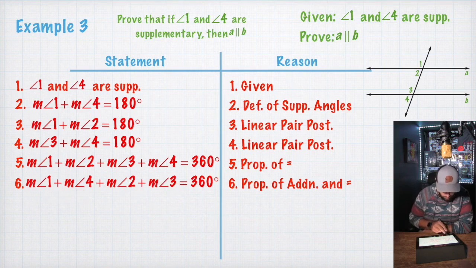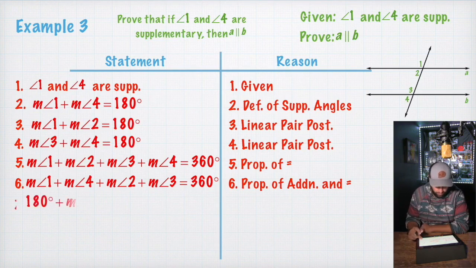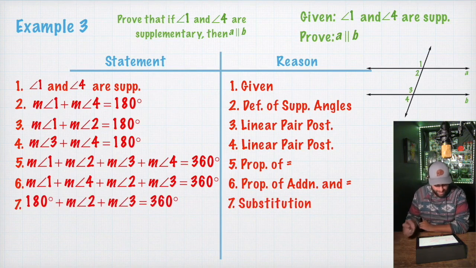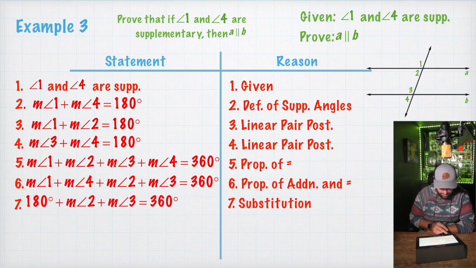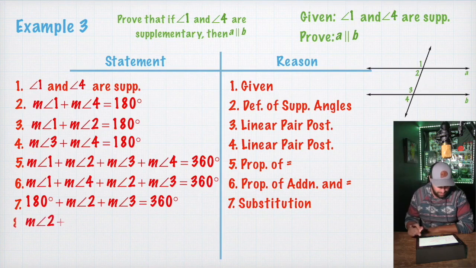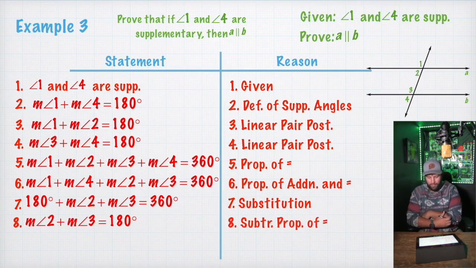So we know that the measure of angle 1 plus the measure of angle 4 equals 180 degrees. So we're actually going to substitute in 180 degrees for the measure of angle 1 plus the measure of angle 4. And like I said, we did substitution for that. Now we can subtract 180 from each side and be left with the measure of angle 2 plus the measure of angle 3, consecutive interior angles, and we're going to try and prove that they're supplementary. So we subtract 180 from each side, and we're left with the measure of angle 2 plus the measure of angle 3 equals 180 degrees. And that was the subtraction property of equality.